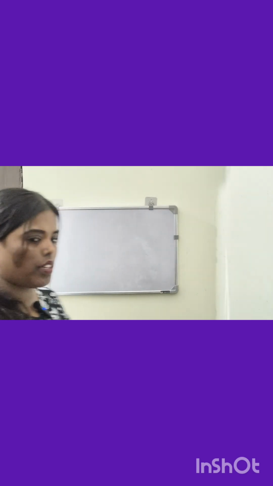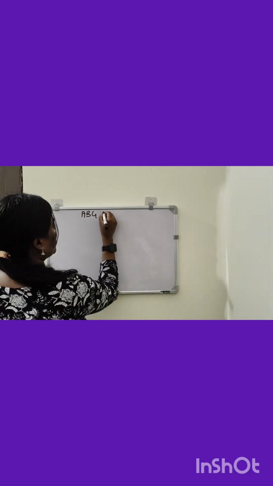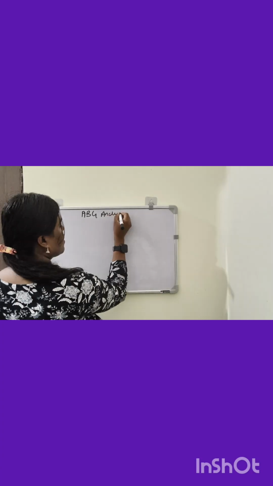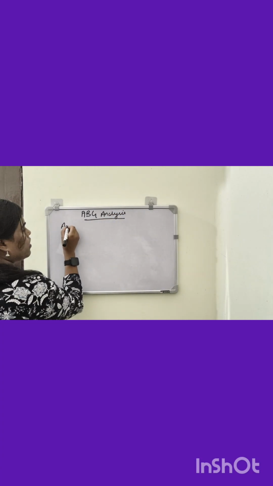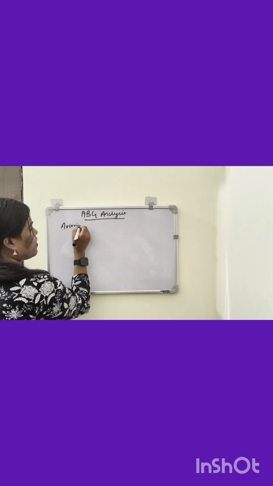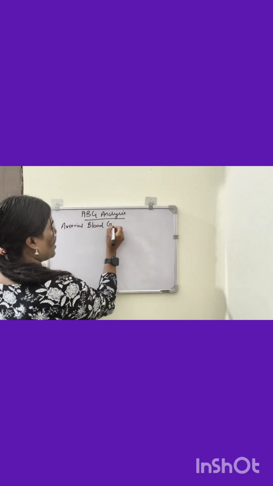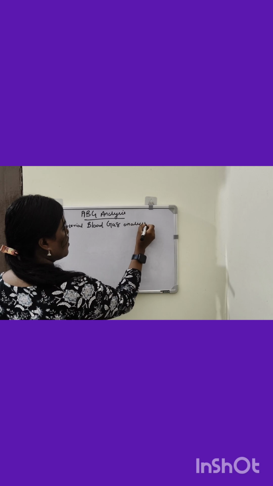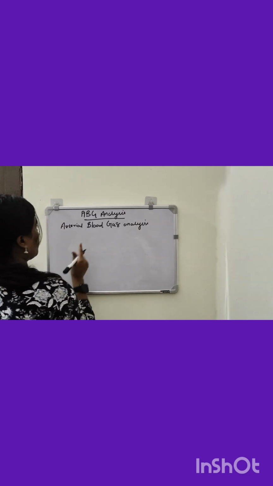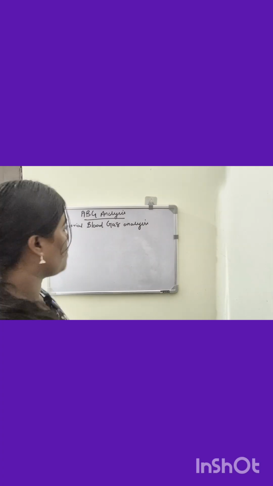Hi friends, let us learn about ABG analysis today. So, what is ABG analysis? A stands for arterial, B stands for blood, G stands for gas analysis. So, what is ABG analysis? Arterial blood gas analysis.